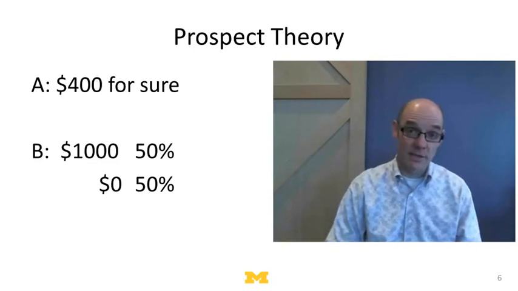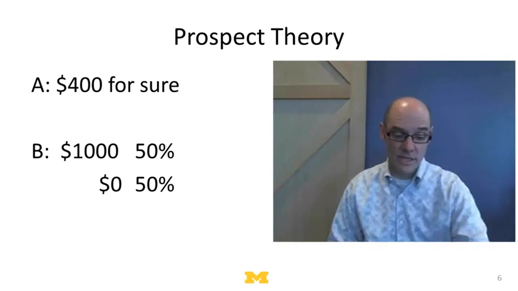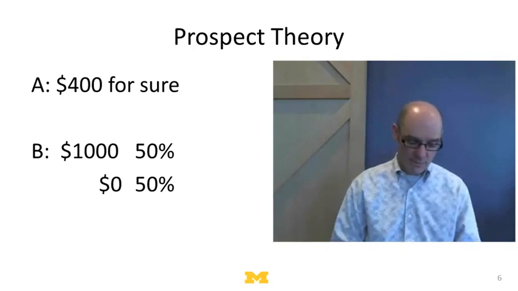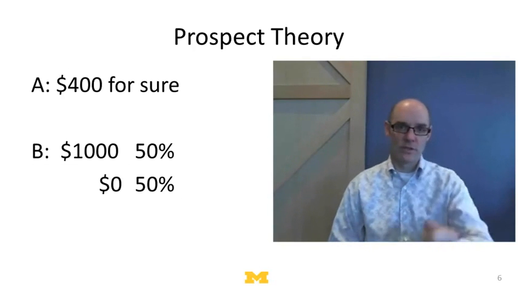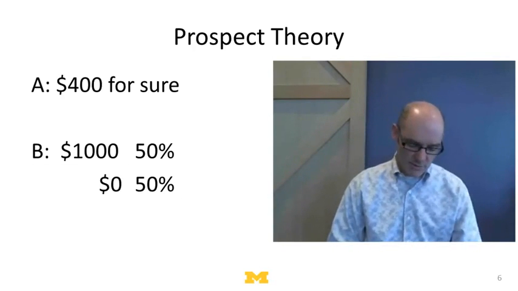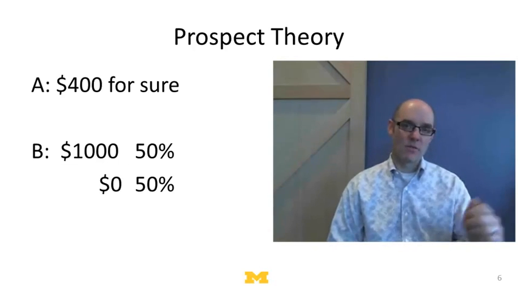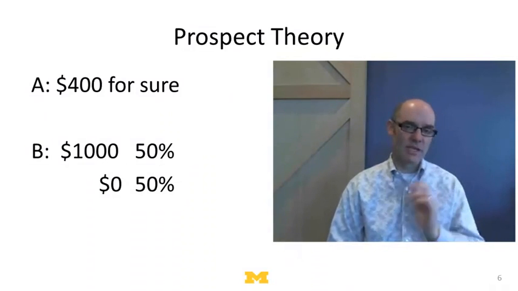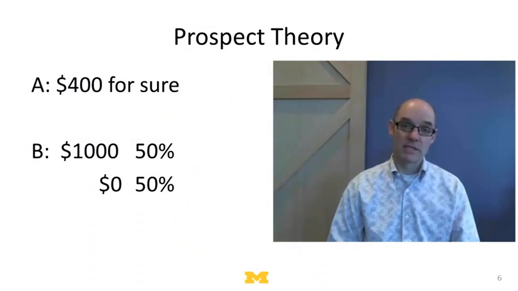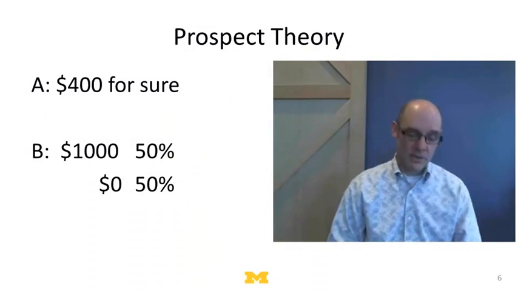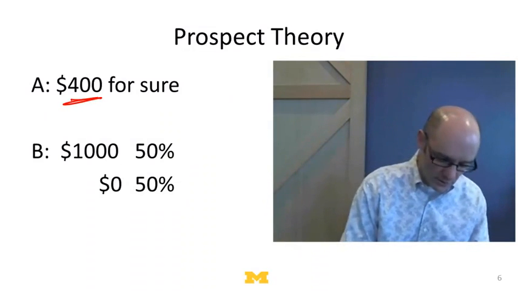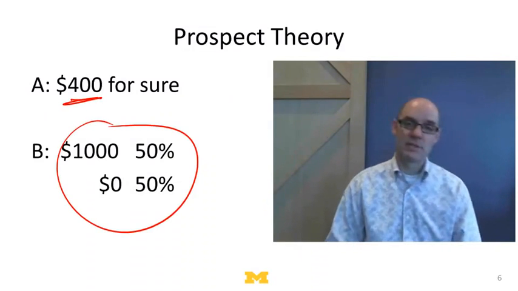So prospect theory. Suppose I say to you, okay, you've got 2 options. Option A is I can give you $400 for sure. Here it is, $400 right now. Option B, 50% of the time I'll give you $1,000. I'll flip a coin. Comes up heads, you get $1,000. But 50% of the time when I flip the coin, I get a tails. I'll give you nothing. So you've got to decide: $400 for sure or this 50-50 proposition.